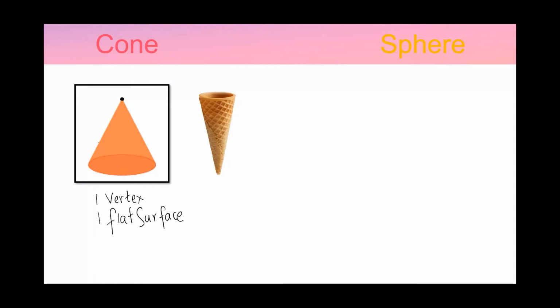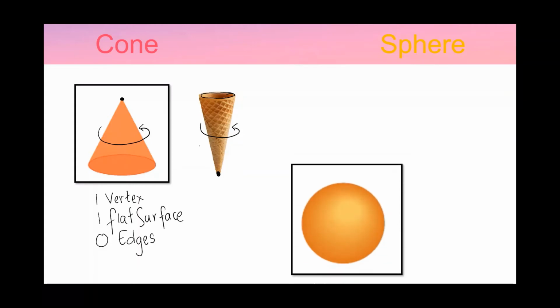Does a cone have any edges? A cone is round, right? As you can see in this picture, the ice cream cone is round. Do you think it has any straight lines, any edges? No. Zero edges. So, look at this picture: one vertex, one flat surface, and zero edges. Okay, do you understand? Now, let's move to a sphere.